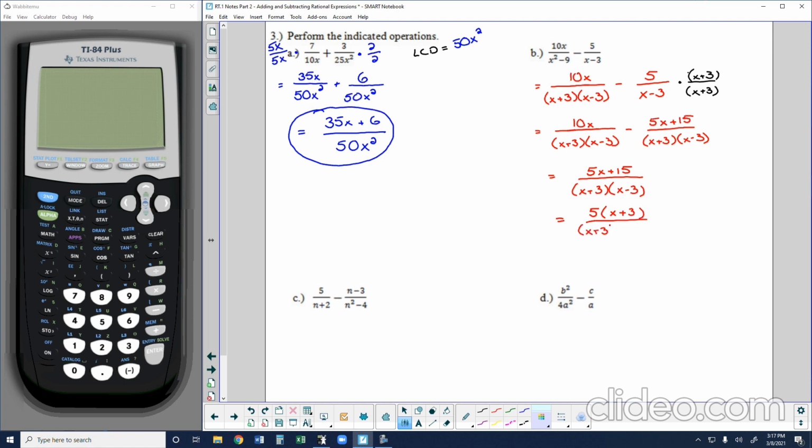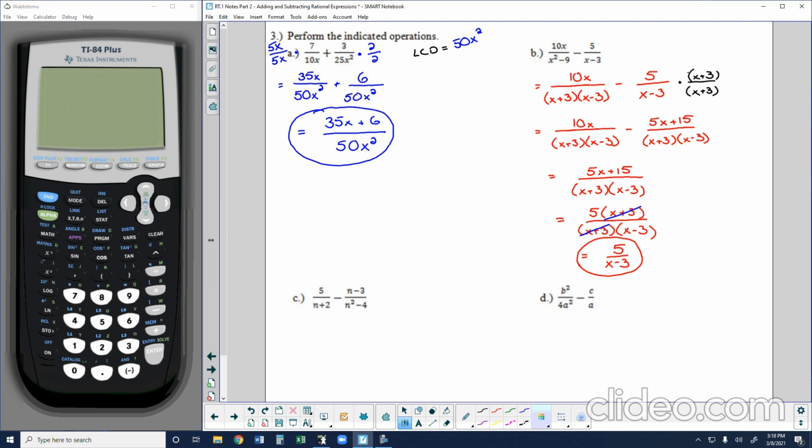And then when doing so, compared to the denominator, I may notice that there are some factors here that I can eliminate. I can divide the x plus 3's here to leave me the final result of 5 over x minus 3. So our original expression that was 10x over x squared minus 9 minus 5 over x minus 3 becomes 5 over x minus 3.